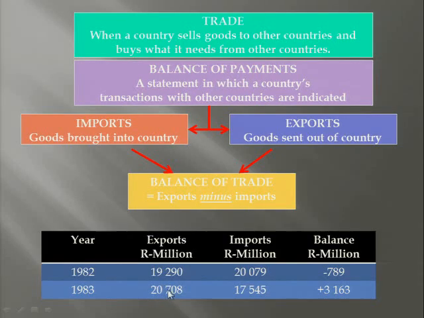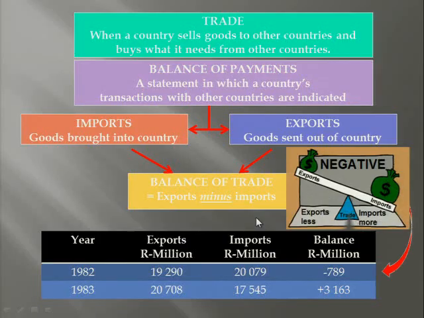Now, let us look at 1983. The exports, 20 million. The imports, 17 million. Difference, 3 million. It's positive. Can you see that is positive? And then the first one is negative. What does that mean? It means we can either have a positive balance of trade or a negative balance of trade. What is a positive balance of trade? What is a negative balance of trade?